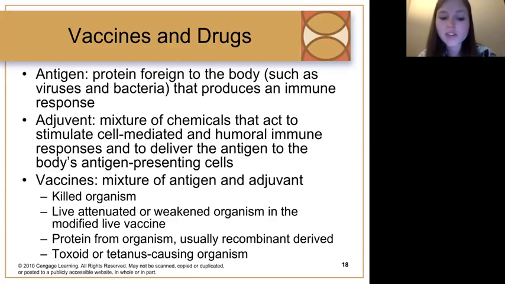Another option is to use the protein from that organism. The receptors on the immune cells that recognize pathogens will recognize certain things associated with the pathogen. So a vaccine may just inject a protein that those receptors will recognize, and those receptors still think that they've come into contact with the whole pathogen. So that's another interesting way that vaccines can be done. And then toxoid, or tetanus-causing organisms. Of course, I'm sure all of you have had a tetanus shot at some point. So vaccines can be really helpful.